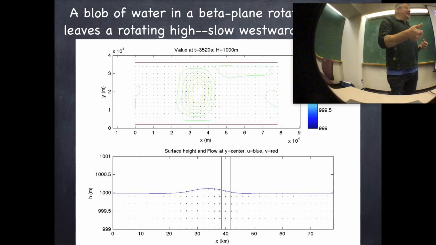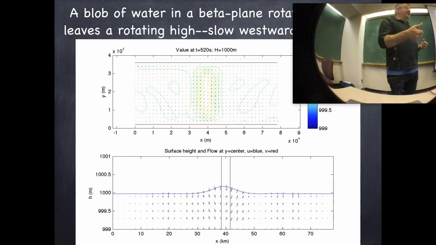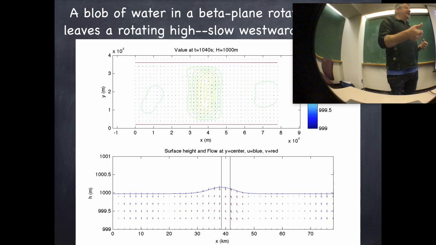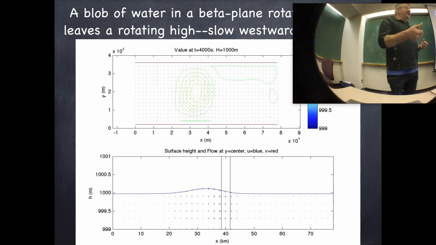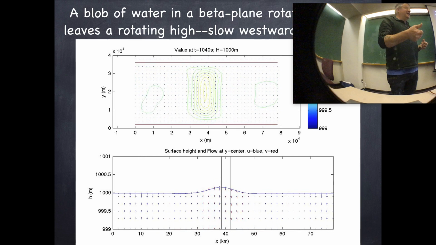Okay, so what do we find? We find at the beginning, boom, there goes a Kelvin wave, there goes a Kelvin wave, they're gravity waves. But then something's left behind. What's left behind? It's kind of a circular pattern. And if you can see the velocities, which I expect you can't, they're going around and around like this. What is that thing? It's an extra blob of water.